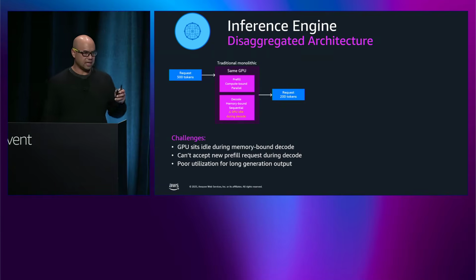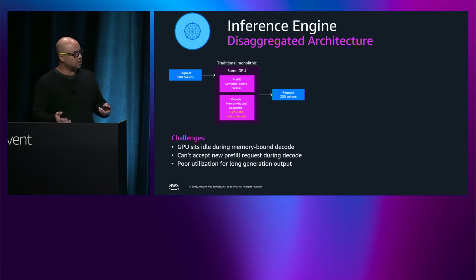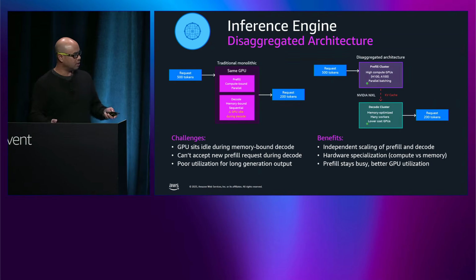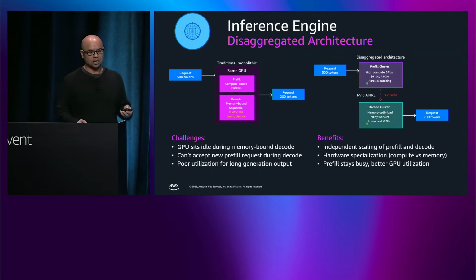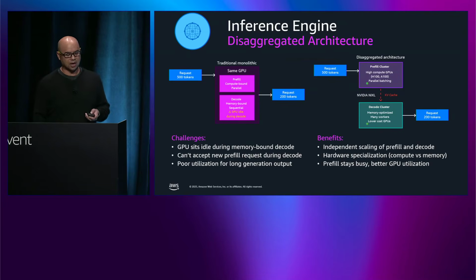Another pattern in inference engines is called disaggregated architecture. Remember, a transformer model has 2 different stages, the prefill and the decode. When you are running inference on one node and you have completed the prefill and are performing the decode, very often, because decode is memory bound, your GPU will sit idle during that process. And so now many inference engines are adopting a disaggregated architecture.